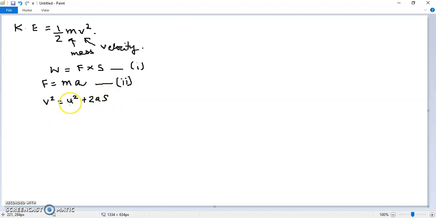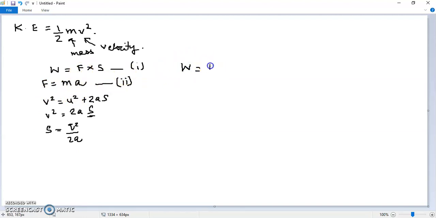So from here, if you place the initial velocity 0, what do you get? v square is equal to 2as, correct? What do we need? We need s. So s is equal to v square by 2a. Now you place the value of s in your equation 1 and also the value of f in your equation 1. Okay, so what will you get?